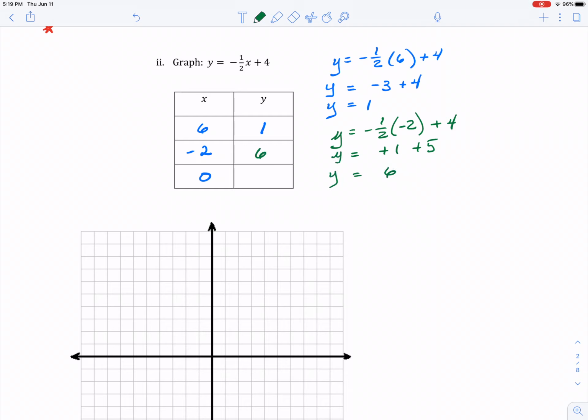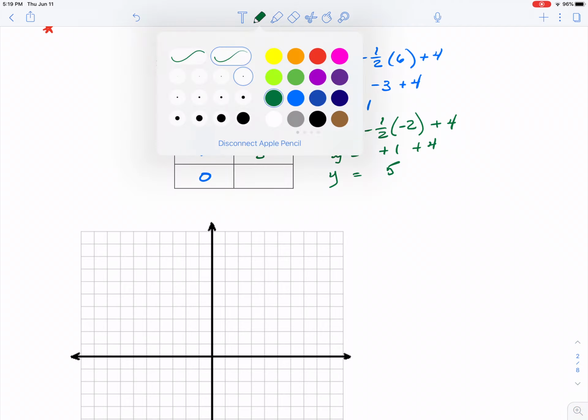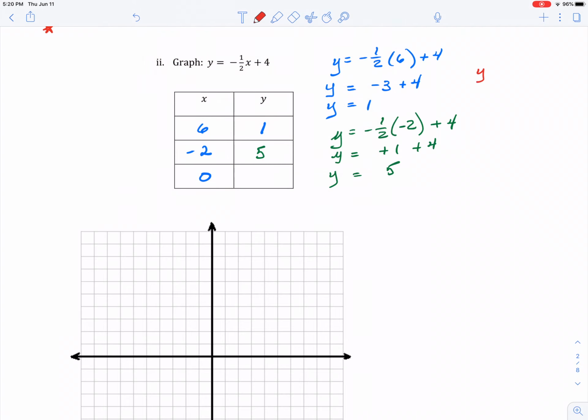So when x is negative 2, looks like y, oops, I see a mistake I made. That's supposed to be a 4. I guess my brain was ahead of myself. Positive 1 plus 4 is 5, sorry. There we go. And the last time through, x is 0. And 0 times anything is 0. So it looks like when x is 0, y is 4.